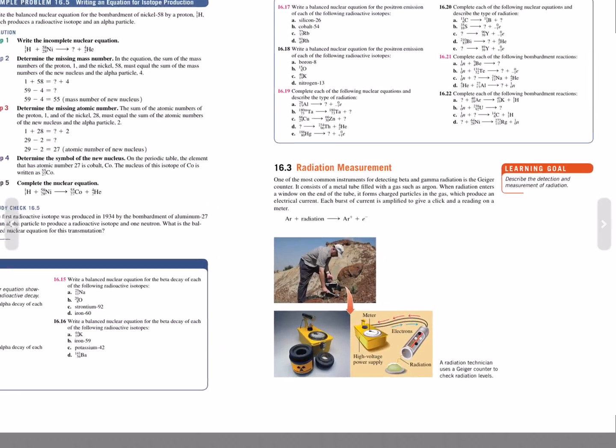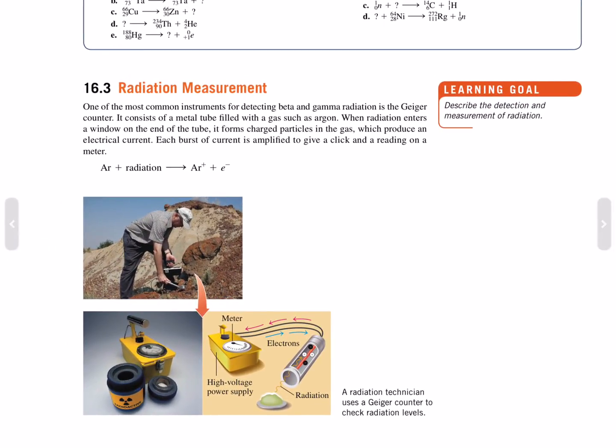Section 16.3 Radiation Measurement. One of the most common instruments for detecting beta and gamma radiation is the Geiger counter. It consists of a metal tube filled with a gas such as argon. When radiation enters the window on one end of the tube, it forms charged particles in the gas, which produce an electrical current. Each burst of the current is amplified to give a click and a reading on a meter.